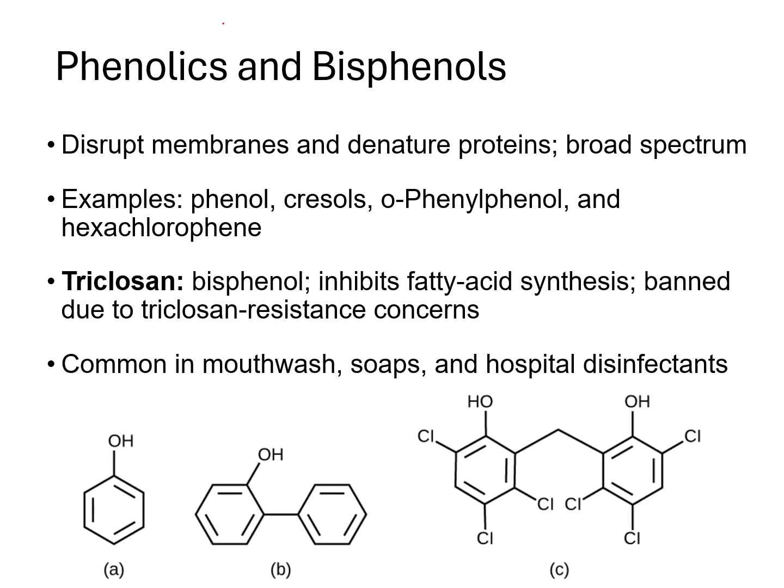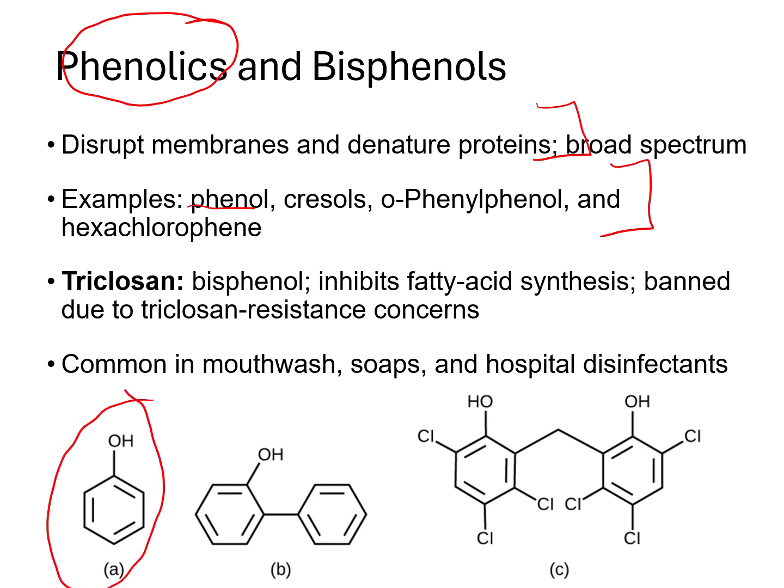Let's start with a group of chemicals known as phenolics. These are one of the oldest classes of disinfectants, and they work by disrupting the cell membrane and denaturing proteins, which leads to cell leakage and eventually cell death. Examples include phenol, which is shown at the bottom left. We have cresols, O-phenylphenol shown in the middle, and hexachlorophene shown on the right.